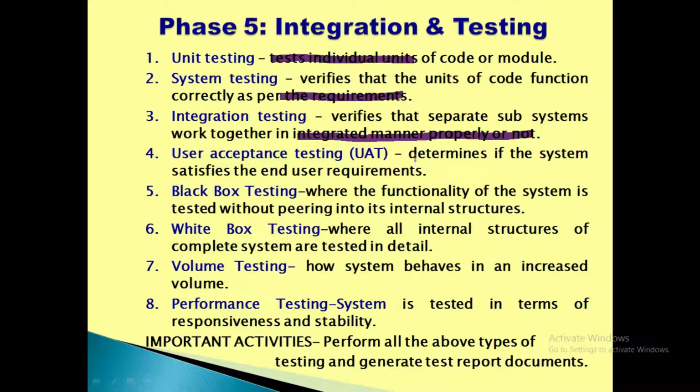Now, user acceptance testing. It determines if the system satisfies the end user requirements or not. That means the end user must be satisfied after using the system. Black box testing is where the functionality of the system is tested without peering into the internal structures. Only we are talking about the functionality of the system. We are not bothered about its internal structures. This is called black box testing.